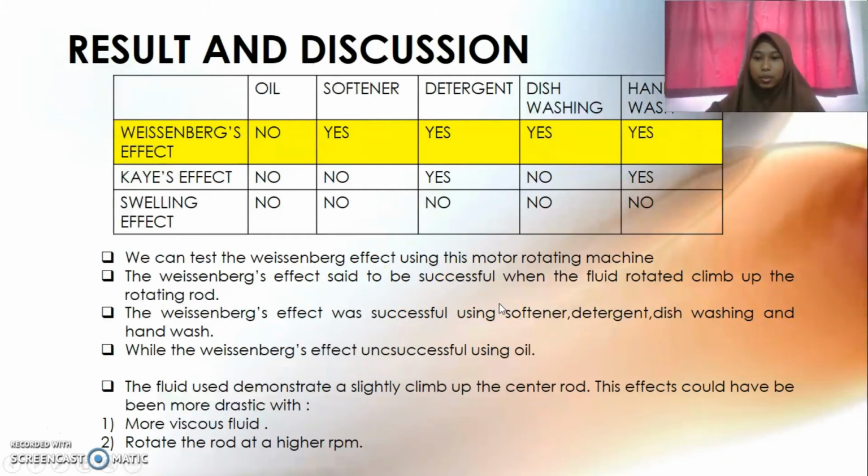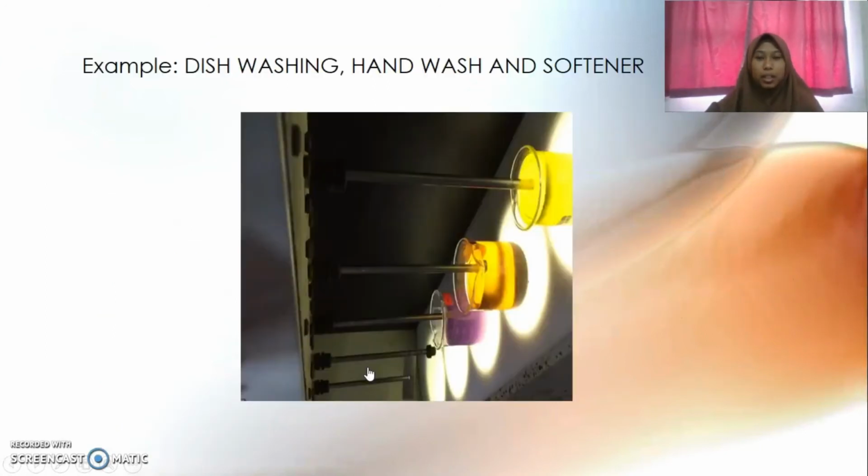rod. The Weissenberg effect was successful using softener, detergent, dishwashing and hand wash, while the visible effect was unsuccessful using oil. The fluid used demonstrated a slight climb up the center rod. This effect could have been more drastic with a more viscous fluid and by rotating the rod at a higher rotation per minute. This is an example of the visible effect using dishwashing, hand wash, and softener.